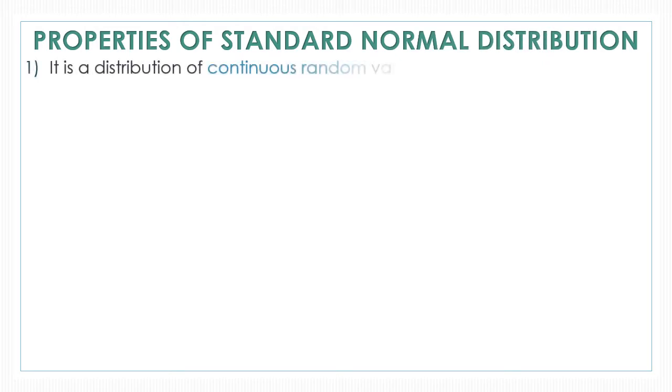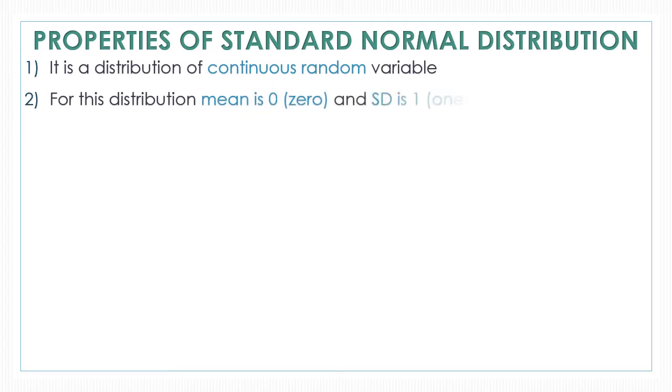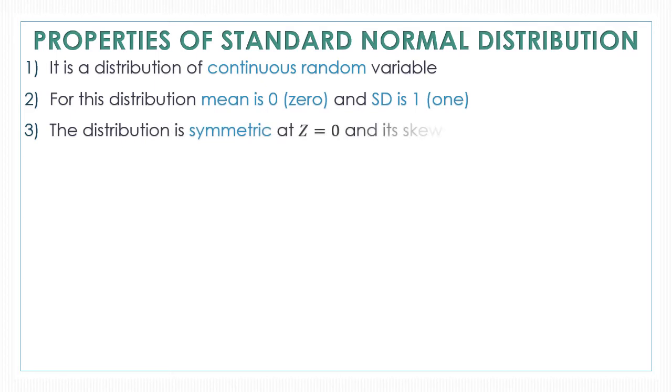There is only a bit of a difference between them, and the normal distribution is usually converted into standard normal distribution, so they have very similar properties. The first one, it's a continuous random variable. The second one, the mean is 0 and SD is 1. We know that from the previous tutorial. The distribution is symmetric at z is equal to 0 and its skewness is 0 because it is symmetric at mu, and mu is 0, so it is symmetric at 0.